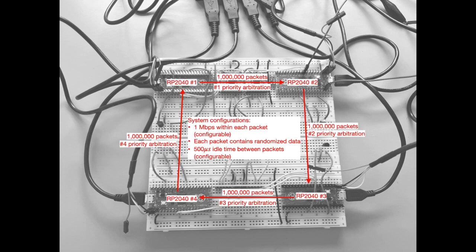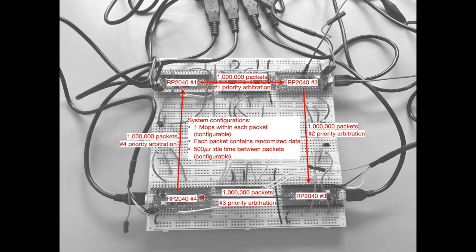Each RP2040 is assigned a different arbitration number for the CAN transactions, and each communicates 1,000,000 packets in a clockwise direction. So RP2040 number 1 communicates to RP2040 number 2 in the upper right corner. Number 2 communicates to number 3, number 3 communicates to number 4, and number 4 communicates back to number 1. Furthermore, the arbitration numbers are such that number 1 has the highest priority, followed by number 2, followed by number 3, and then number 4 is the lowest priority.